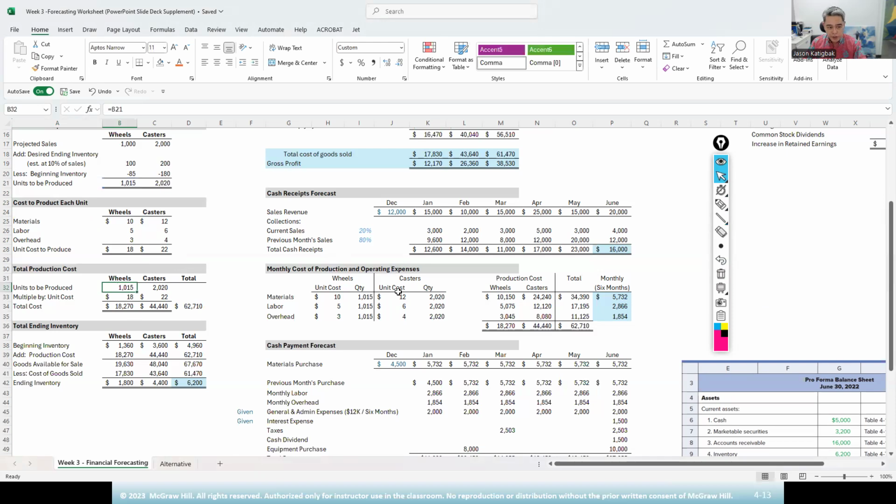I'm pressing F2, Escape, go here, press F2, you can see the link, press Escape. I pulled out again by linking equals to the units produced, press Escape, and then linked again. And I multiply it, right? 1015 quantity multiplied by 18, Escape. And then 2020 times 20 times 2, Escape. And then I added that one.